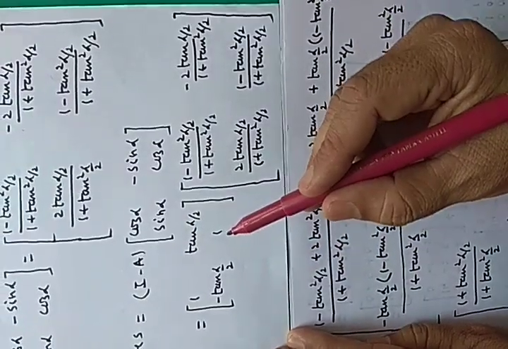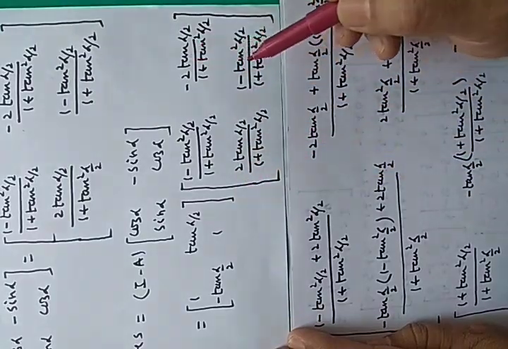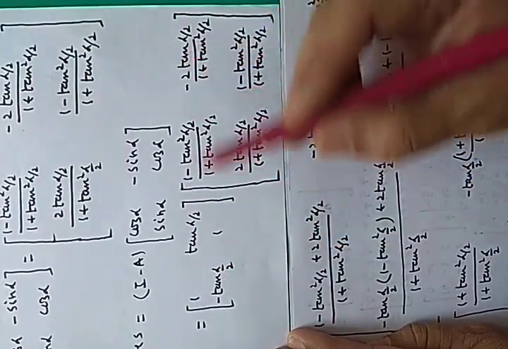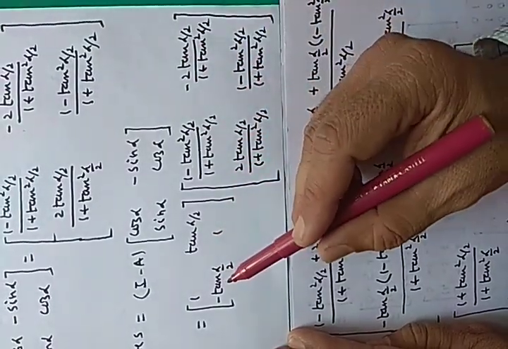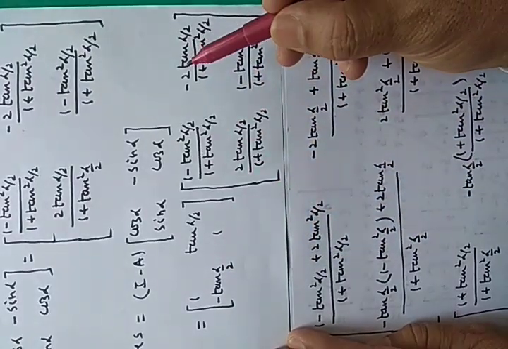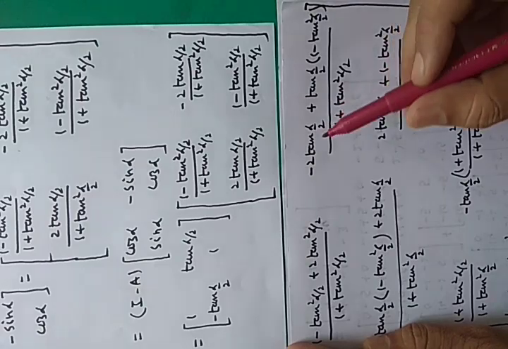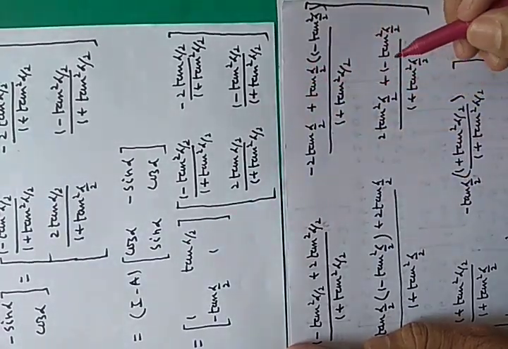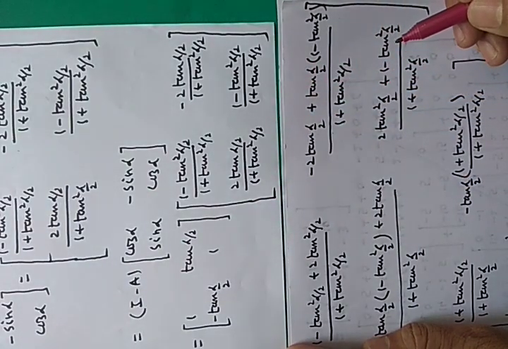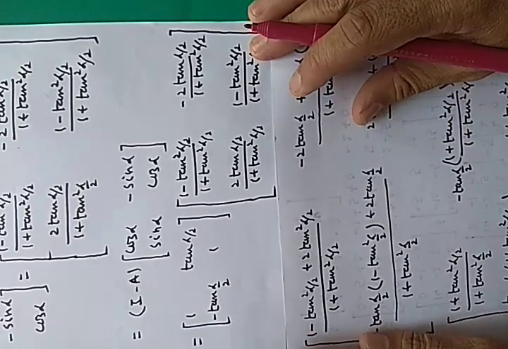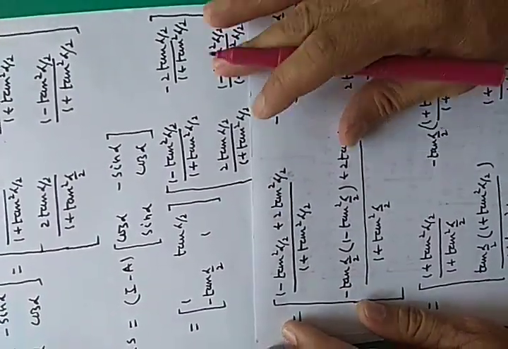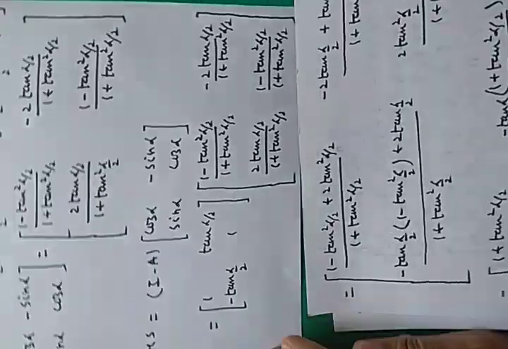Then what is A22? Second row multiplied by second column. So this multiplied by this and this multiplied by this. So minus tan alpha by 2 multiplied by minus 2 tan alpha by 2 will be 2 tan square alpha by 2, and 1 multiplied by 1 minus tan square alpha by 2. Okay, so this is the product. Now you have to simplify it, which is very simple.